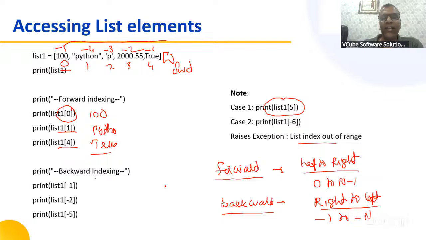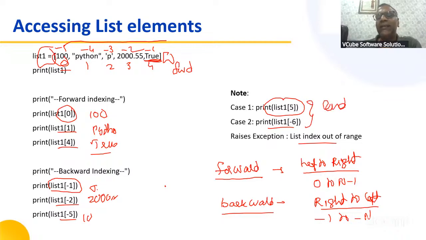In the same way, if I want to read the data from right to left, list of index -1 refers to True. List index -2 is 2000.55. List index -5 is 100. Okay for all of you? Now, if I want to access list index -6, it is an error. These two will generate an index error.